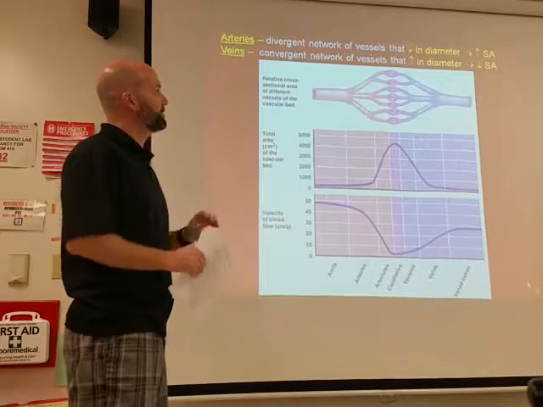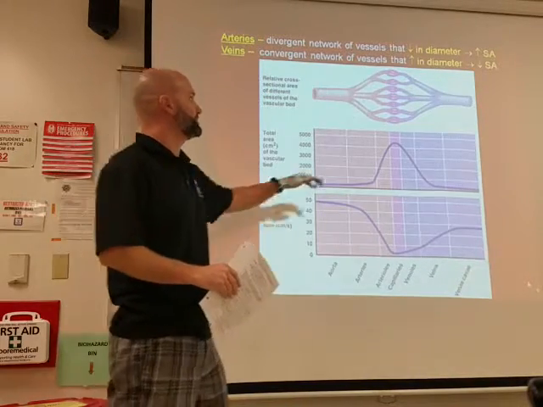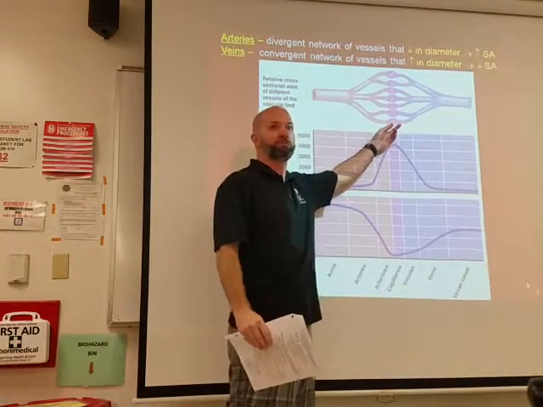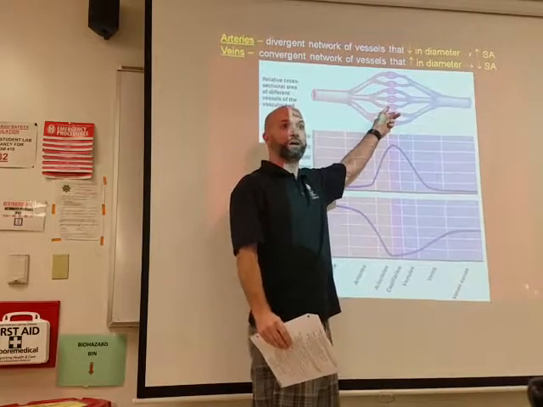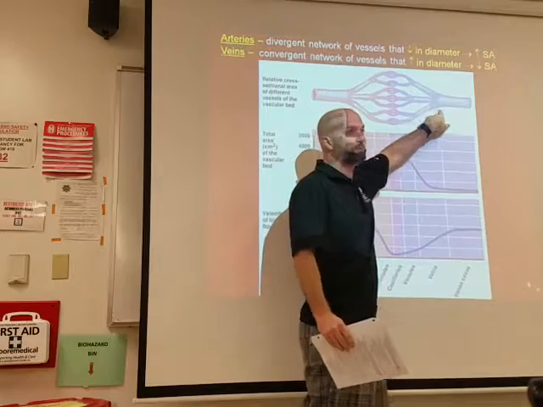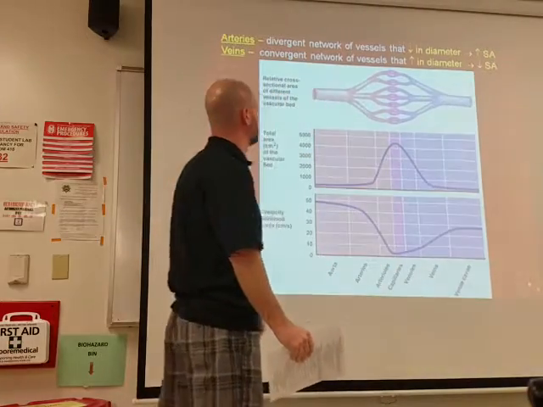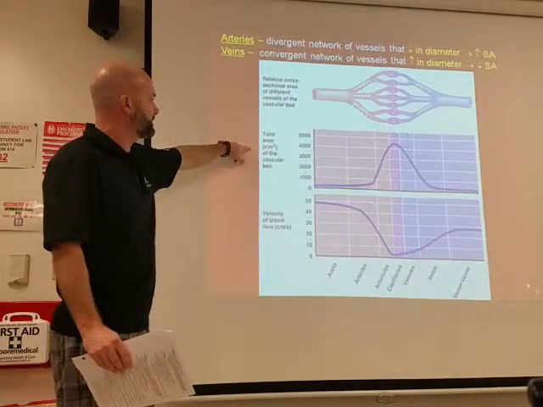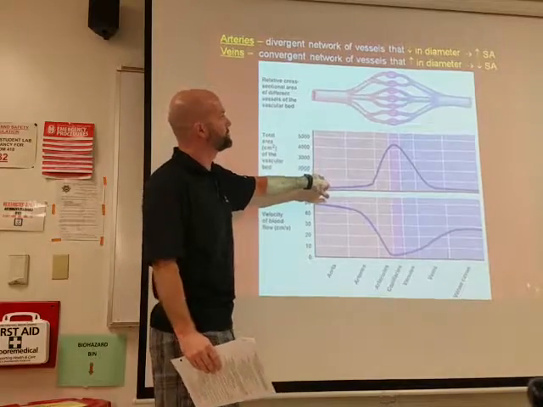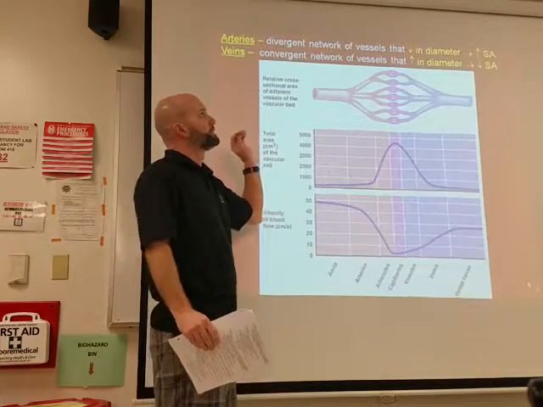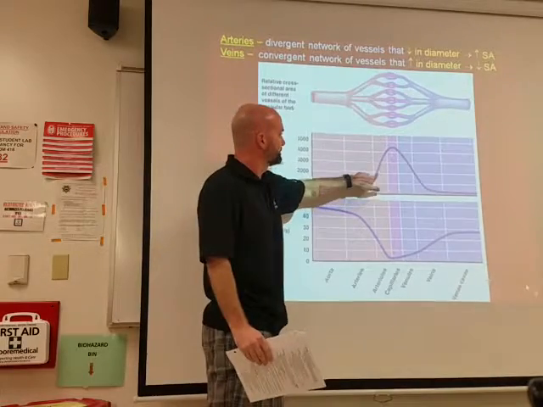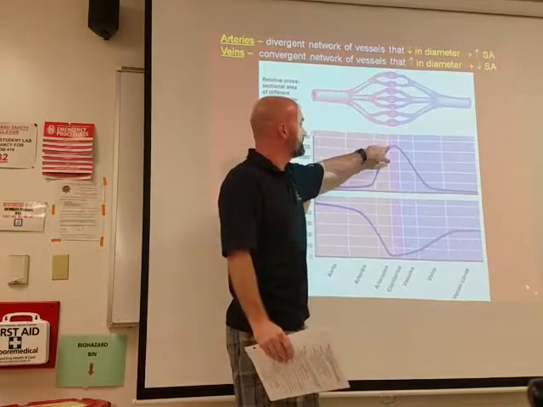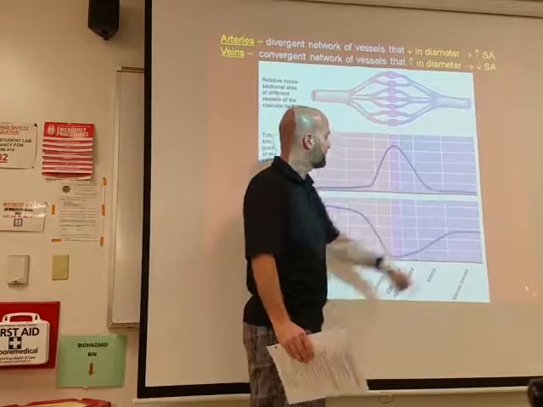The vessels that represent the largest surface area are the capillaries. Right? So as you move towards the capillaries, surface area is going up. As you move away from the capillaries, surface area is going down. Here's total surface area through each section of the arterial tree and the venous tree. And you see the surface area peaks at the capillaries and then goes back down.